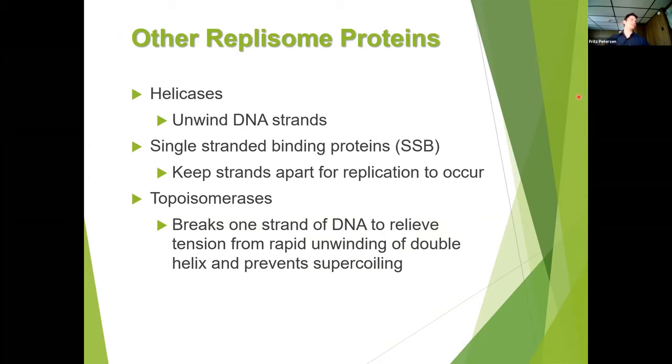And now the one that I always have to think about before I say it, the topoisomerases. Now these break one strand of DNA to relieve the tension from the rapid unwinding of the double helix and prevent supercoiling. Again, during replication, this is important because you don't want your DNA to be all clumped up and together. You want the strands to be nice and separate so that the enzymes can walk through the strands unimpeded.